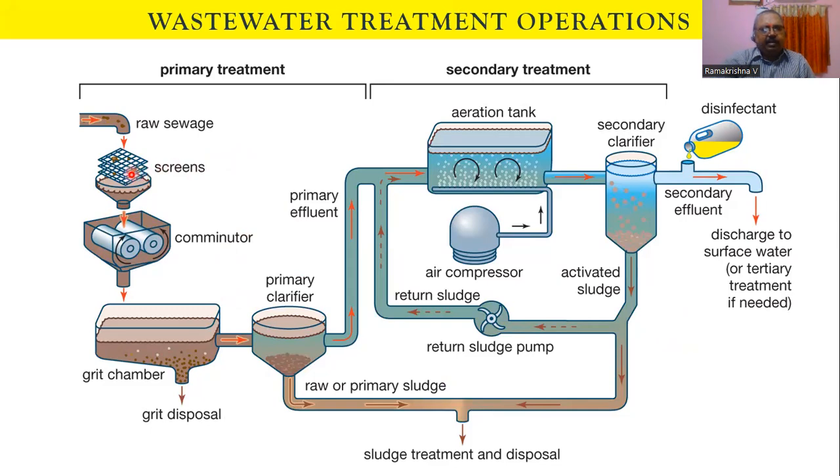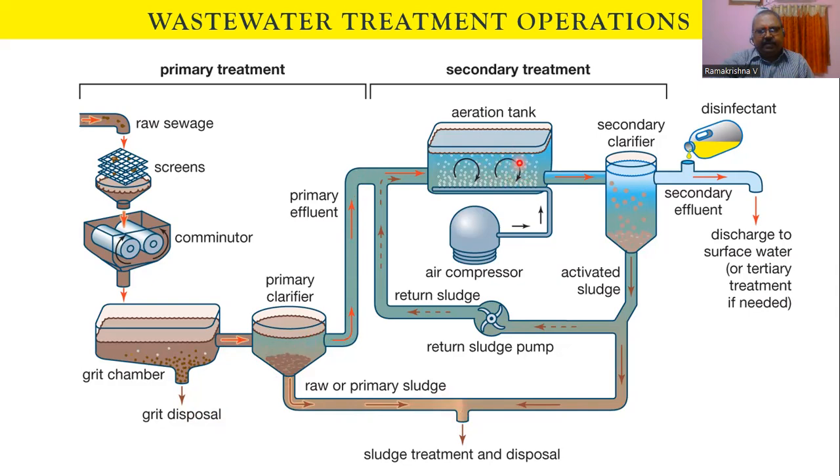This is the screens, nothing but a mesh. A comminutor is often used, but not regularly. It is mainly used to reduce the size of the particles, to make them smaller so that it will be easier for them to settle down in the sedimentation tank or chamber. And this is a grit chamber. The solids which settle down are called grit and are sent for disposal. The treated water coming out from the grit chamber enters a primary clarifier, the primary sedimentation tank. The sludge is taken separately, and afterwards the water enters an aeration tank.